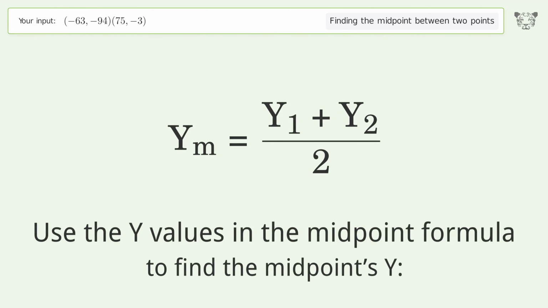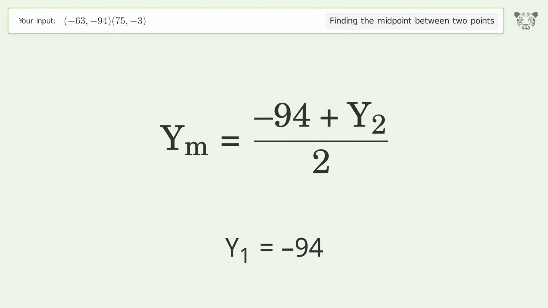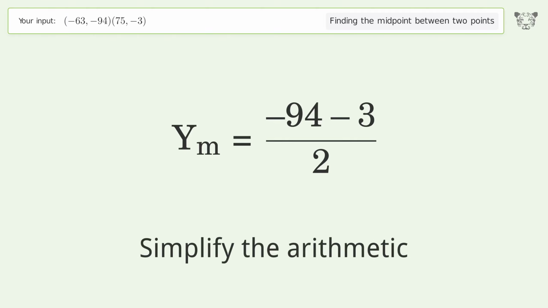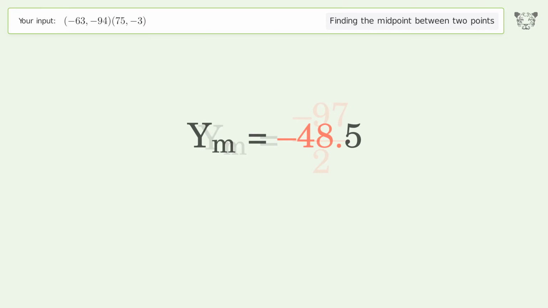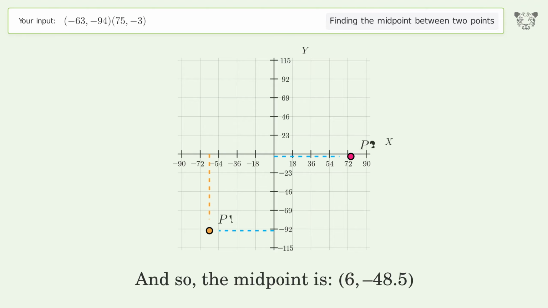Use the y values in the midpoint formula to find the midpoints y. y1 equals -94. y2 equals -3. Simplify the arithmetic. And so, the midpoint is 6, -48.5.